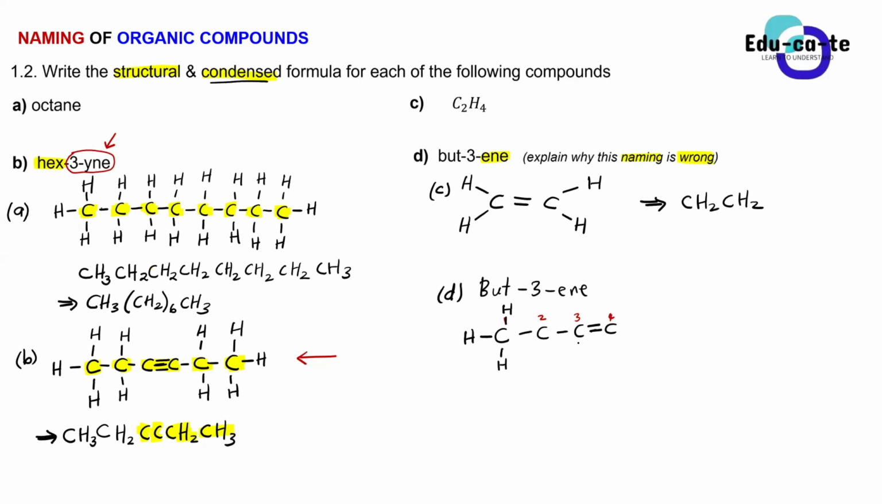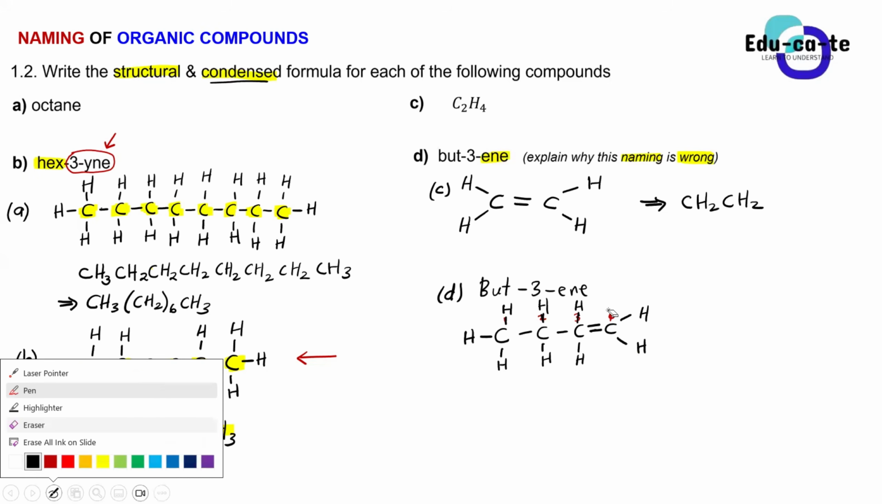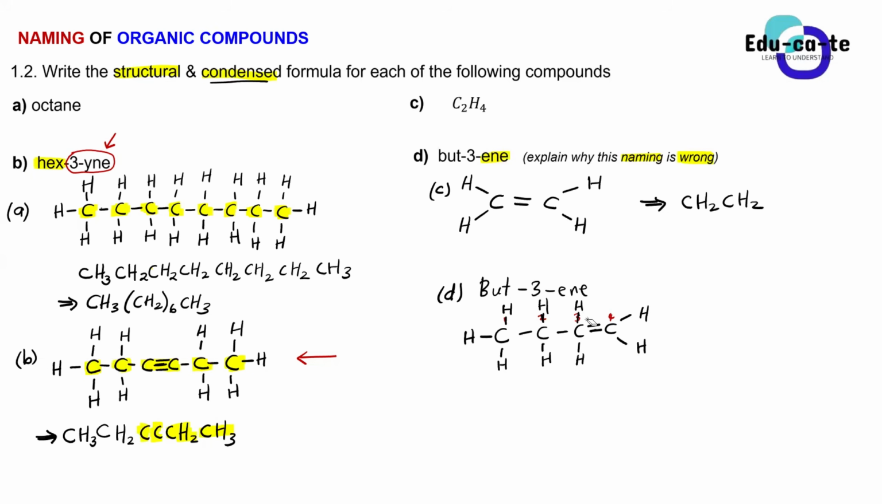Now, also do the condensed formula, and after that you can explain why the naming is wrong. Let's do the condensed formula for this one. We have written the structural formula by following the instruction. But means we've got 4 carbons. 3 means on carbon number 3, we numbered our carbons. Then on carbon number 3, we put a double bond because there's an ene, so it means it's an alkene.